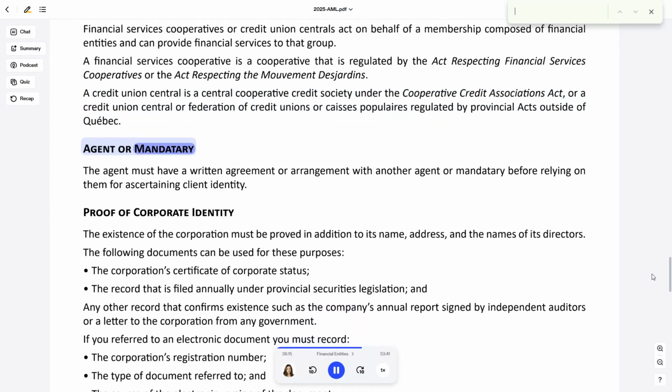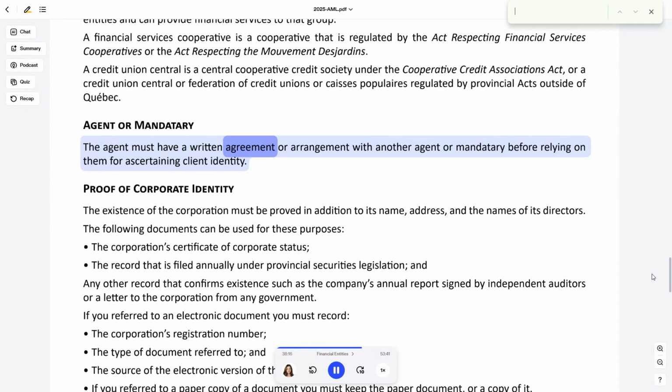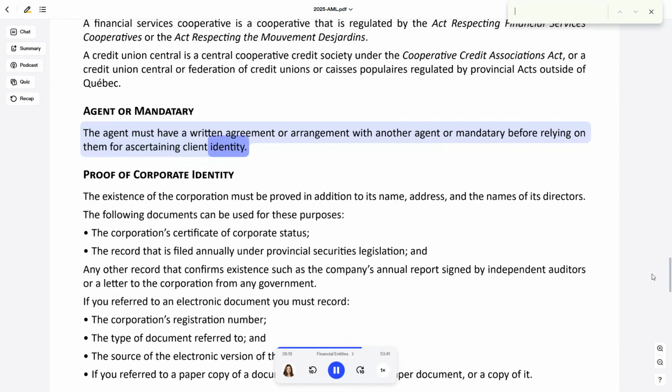The agent must have a written agreement or arrangement with another agent or mandatory before relying on them for ascertaining client identity.